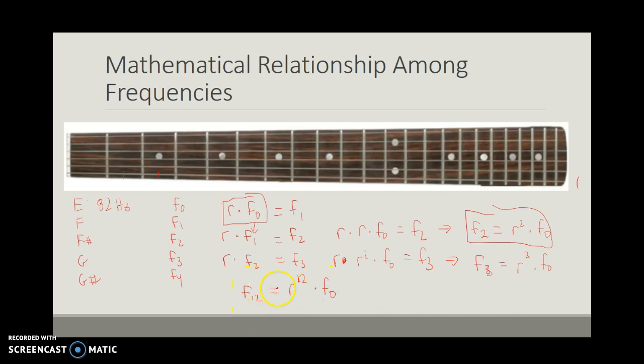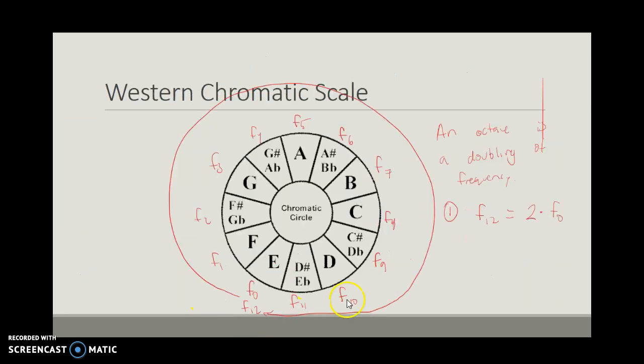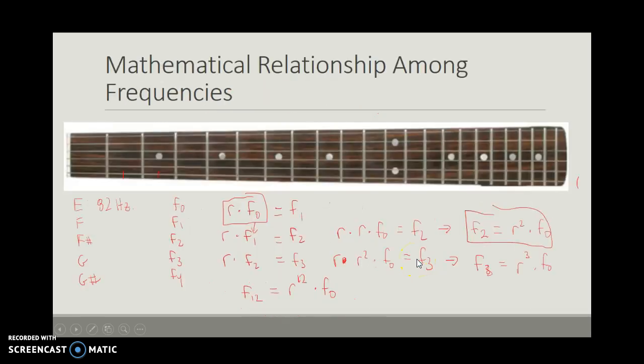But one thing that I do know is that F12 from what we established in the previous slide is 2 times F0. That means that I can replace F12 with 2 times F0. And I want to do that because then I will have not 3 unknowns, but only 2 unknowns. Okay, so I'm going to replace F12 with what it's equal to. So it's also equal to 2 times F0. And so 2 times F0 is equal to R to the 12th times F sub 0.